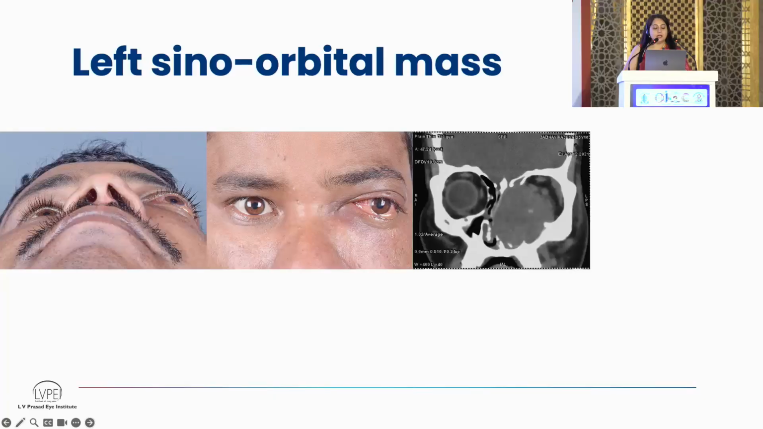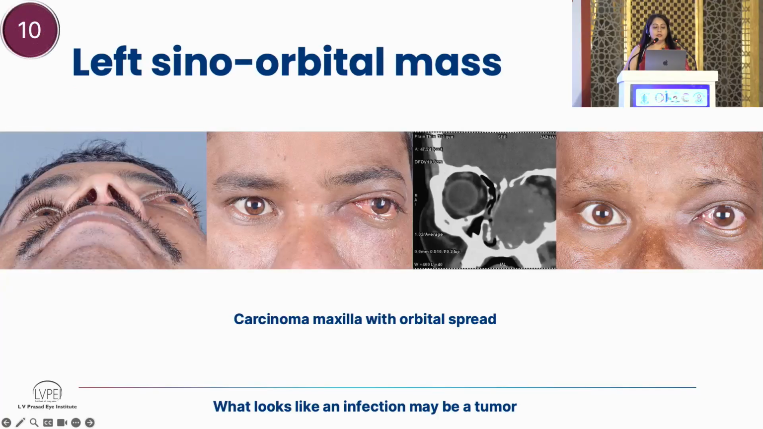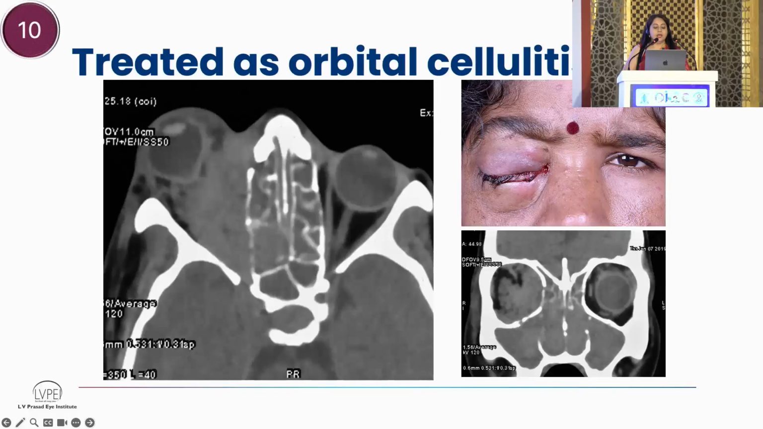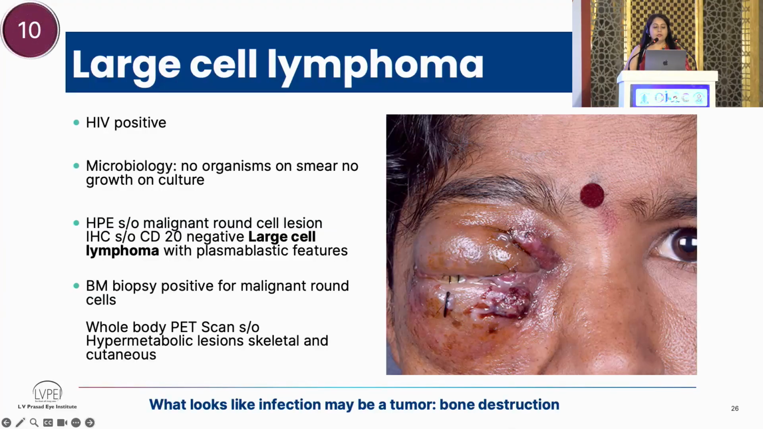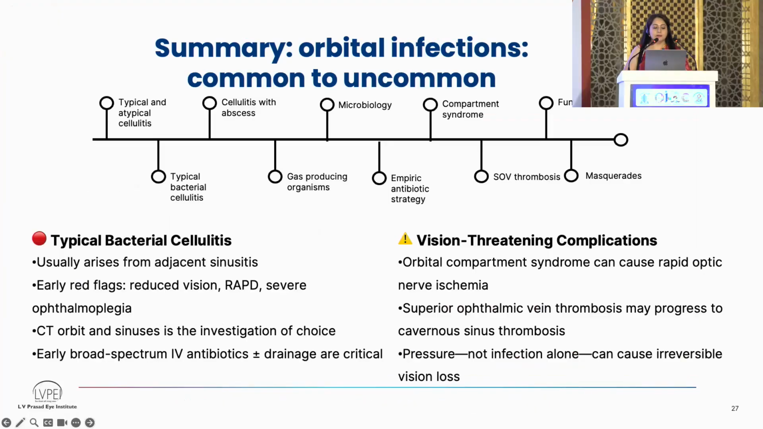Sometimes you may have a mass that looks like an orbital infection. Biopsy turned out to be CA maxilla and was treated with radiotherapy. Again, something that looks like a bad infection in a young lady. She's HIV positive, with bilateral sinus and orbital involvement. Biopsied and turned out to be a large cell lymphoma.